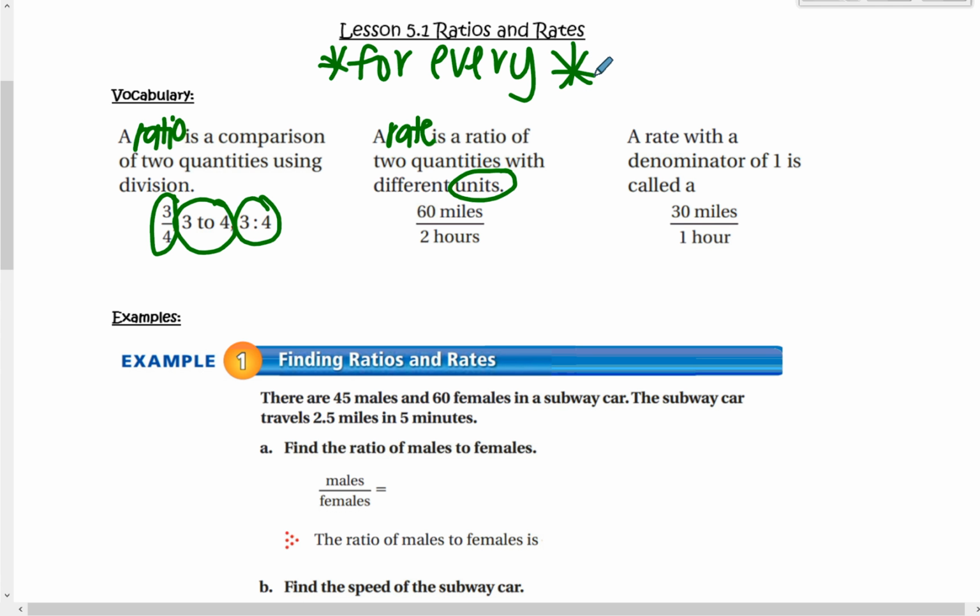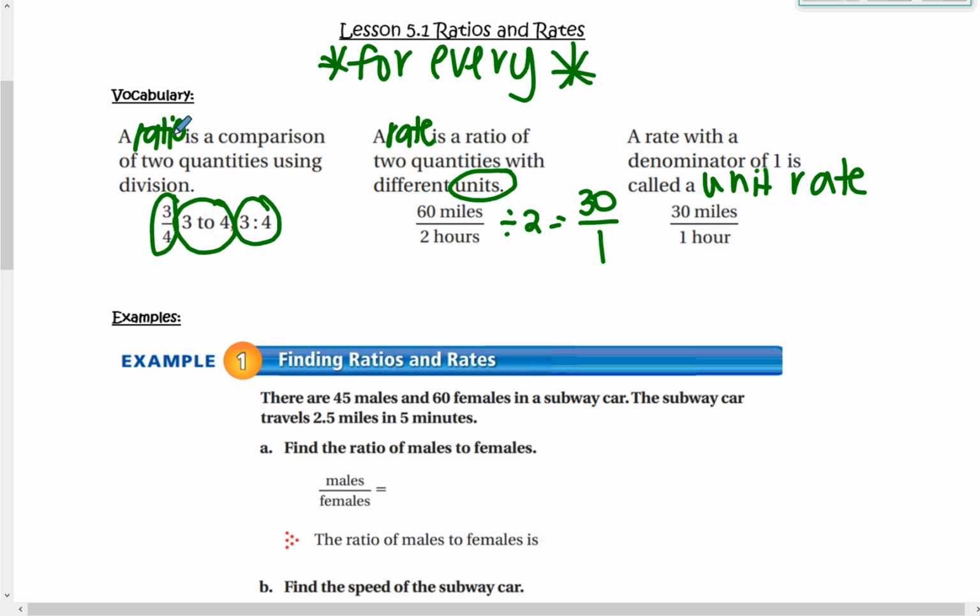Okay. A rate with a denominator of 1 is called a unit rate. And again, we kind of talked about this last year a little bit. That unit rate is for every 1 hour. So if we were given 60 miles for 2 hours, we could divide that top and bottom by 2 to get 30 miles for 1 hour.